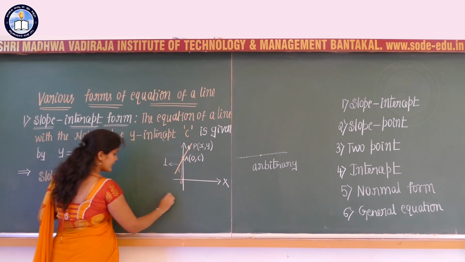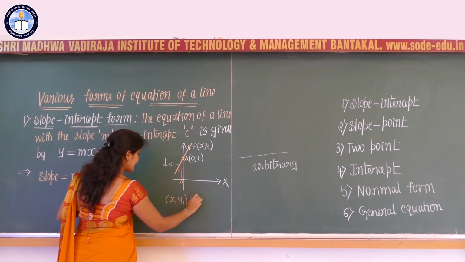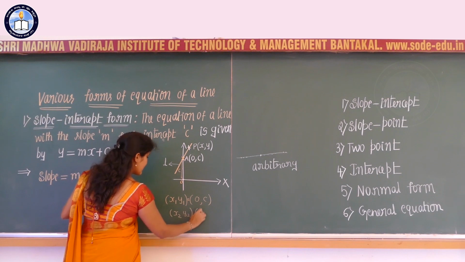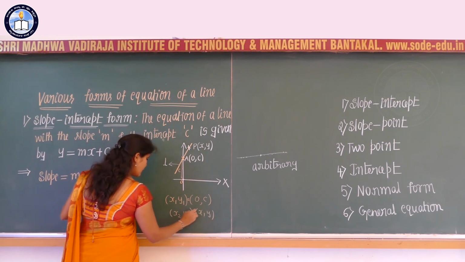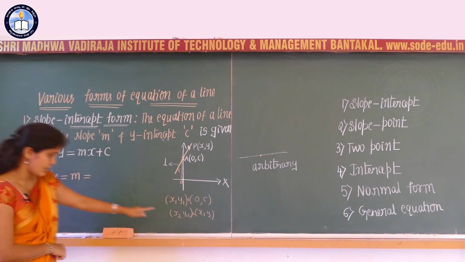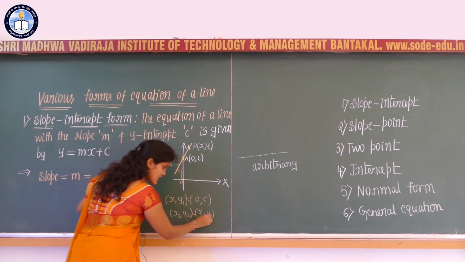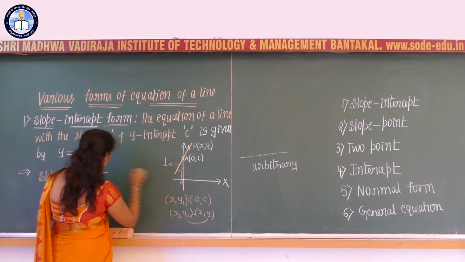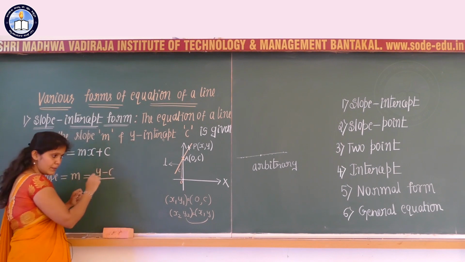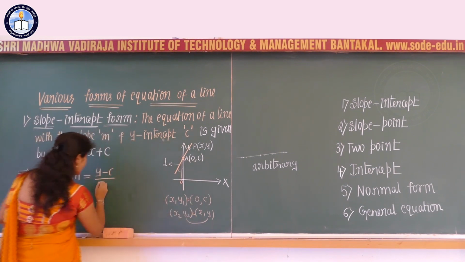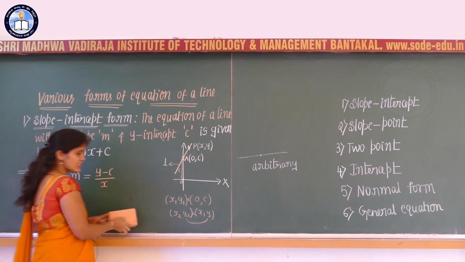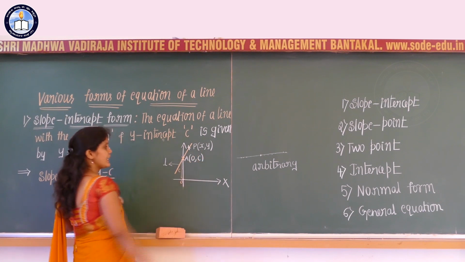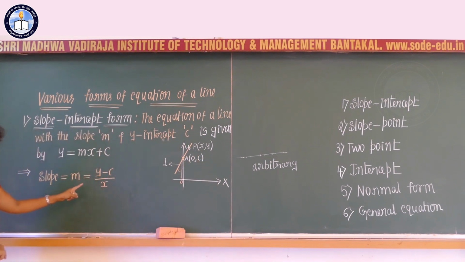No need to write all these. x1 comma y1 I will consider as 0 comma c, and x2 comma y2 I can write as x comma y. So what is the formula? That is y2 minus y1. What is the value of y2? y2 is nothing but y. So y2 minus y1 is y minus c, divided by x2 minus x1, that is x minus 0, which is nothing but x. So you can consider any one point as x1 comma y1 and the other as x2 comma y2, and substitute in the formula.